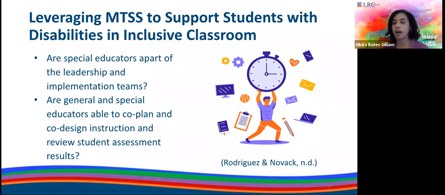Two essential questions to keep in mind during this process are: are special educators a part of the leadership and implementation teams? And if so, how? Because we need to have these special educators who are experts in their own field to be a part of this table, to be a part of this team. And then, are general and special educators able to co-plan and co-design instruction and review student assessment results? And if so, how, and how frequently is this occurring? Keeping these 2 essential questions in mind will help with the multi-tiered support systems that will be in place.